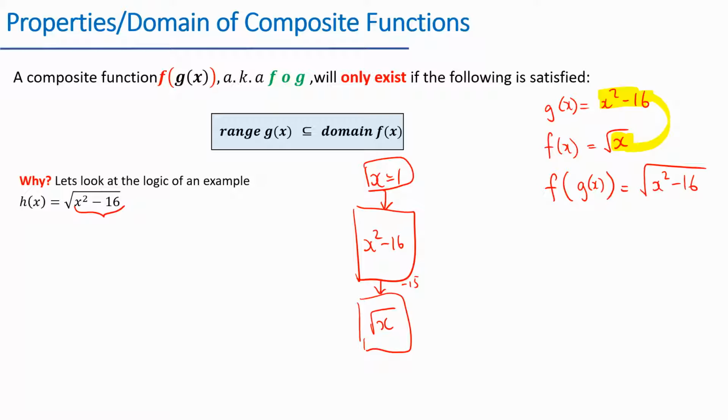That's what f of g is. So if I square root negative 15, what happens there? It's undefined. I can't do that. I can't square root a negative number. So right now, I can already say x equals 1 is a problem. That machine doesn't work. But surely there are other numbers that it won't work for, and other numbers that it does work for.